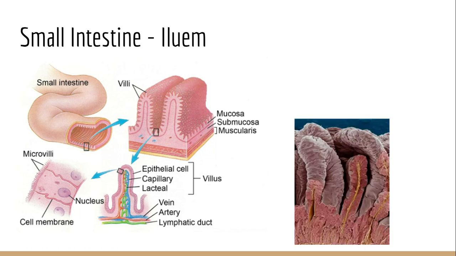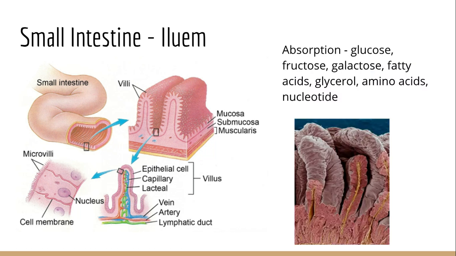This is an electron microscope scan of the villi. I'm drawing a blank here, guys. And again, what are we absorbing? Glucose, fructose, galactose, fatty acids, glycerol, and amino acids and nucleotides. Every single monomer from the smallest one down.